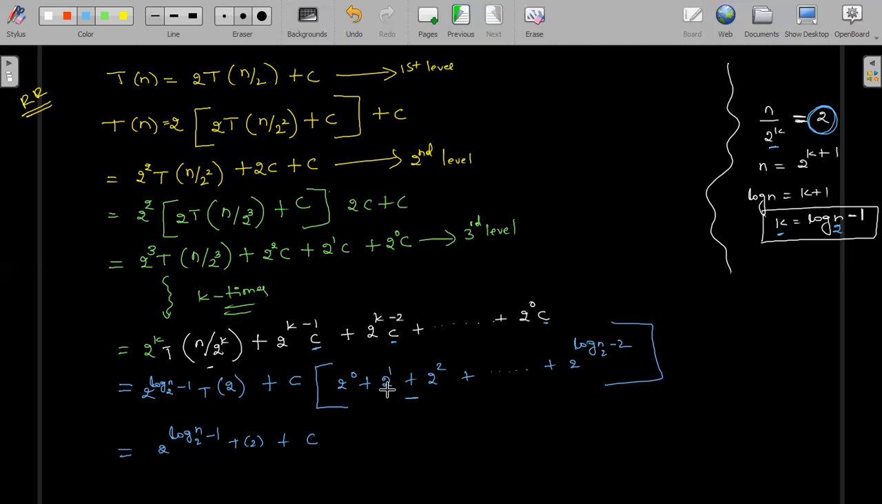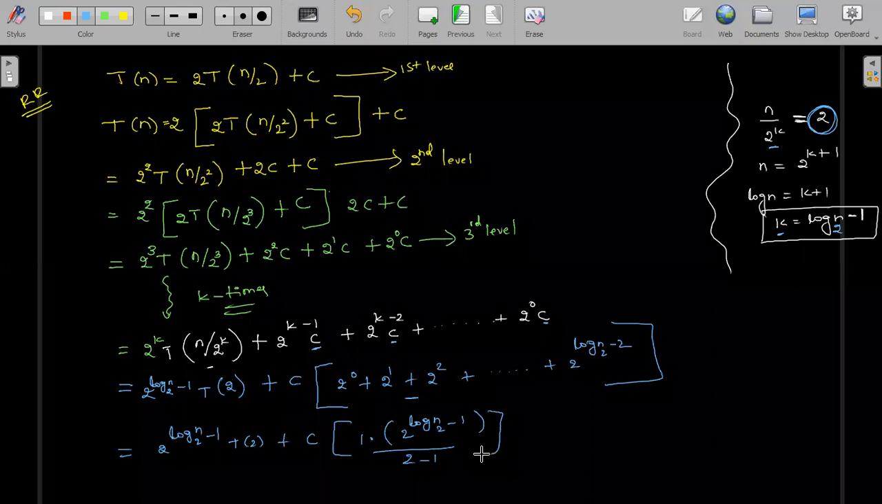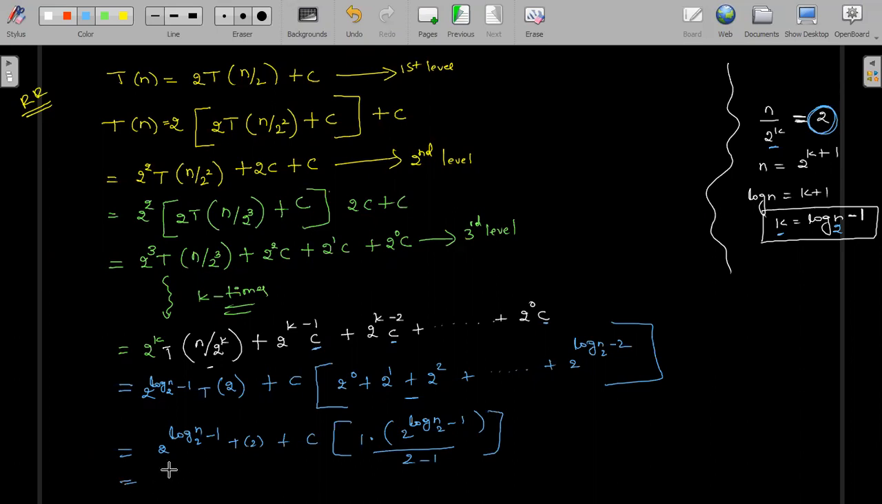Please observe here. This is a GP series. So 1 into nothing but R value, R into 2 power log n by 2 minus 1. I told you n will go here, n will come here, it will become 1. 1 minus 1, it will become 0. Later I will tell you about that. Divide by 2 minus 1. That's it. Now 2 minus 1.